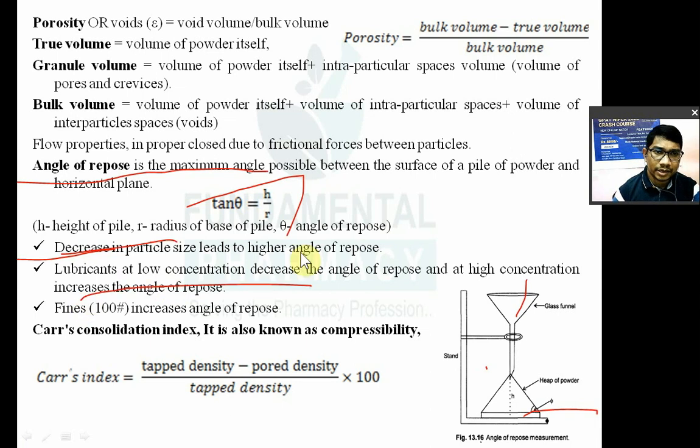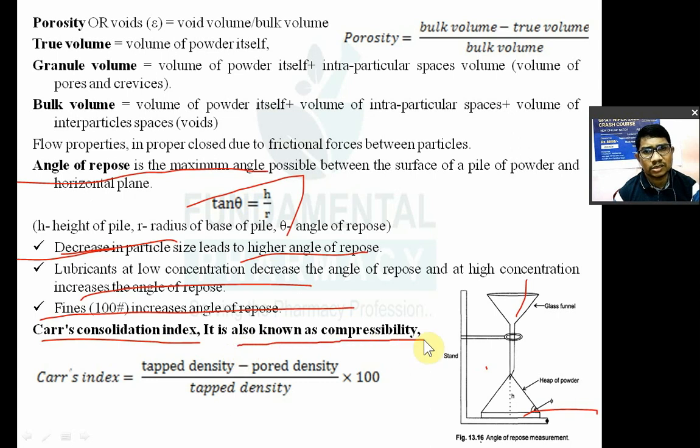So if particle size decreases, the angle of repose will increase. If you add a lubricant at a low concentration, the angle of repose will be decreased, and at a higher concentration the angle of repose will be increased. Now fines increase the angle of repose. Now, Carr's index is again one of the major properties, and it is also known as Carr's consolidation index or compressibility index or simply Carr's index. So, what is Carr's index? Tap density minus pore density divided by tap density into 100.